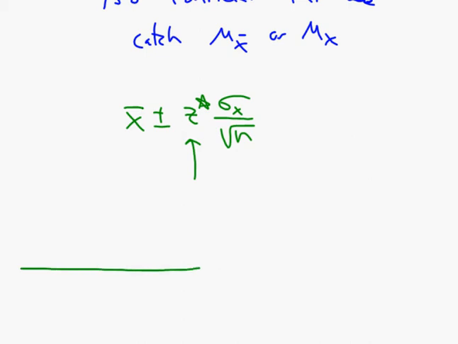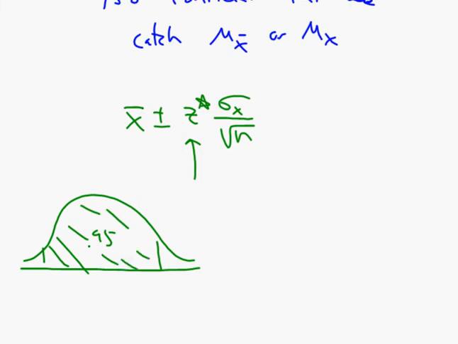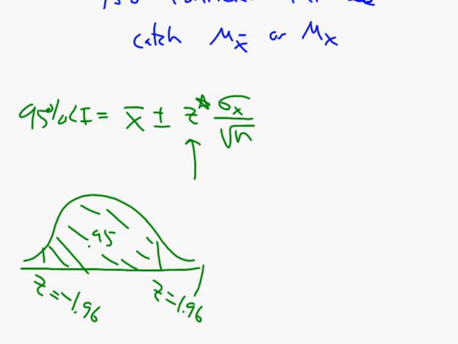But if we want to be 95% confident that we've caught the true mean, what we're saying is we want to catch the middle 95% of area under the normal curve. Then you can look up in a z chart and find that negative 1.96 to positive 1.96 as a z-score would do that. So if we want to do a 95% confidence interval, then we're going to use z star equals 1.96.